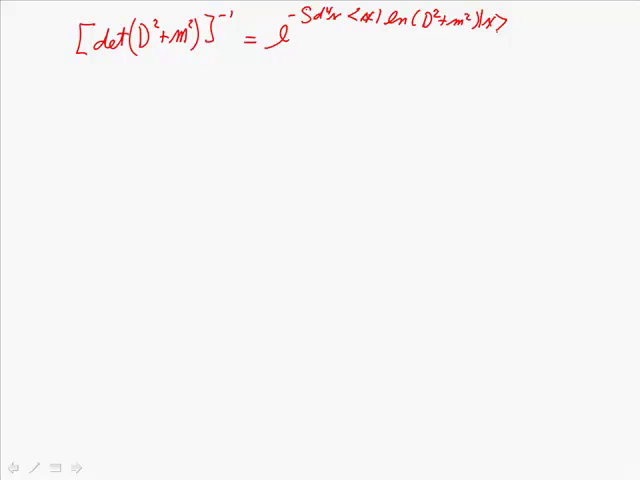Okay, if I asked you to calculate the determinant of D squared plus m squared, that determinant is over all positions in space-time. That's a very nasty beast. This is only slightly nasty, right? This is something that we could imagine doing, taking some integral over x of some function, and we just have to figure out what the function is.